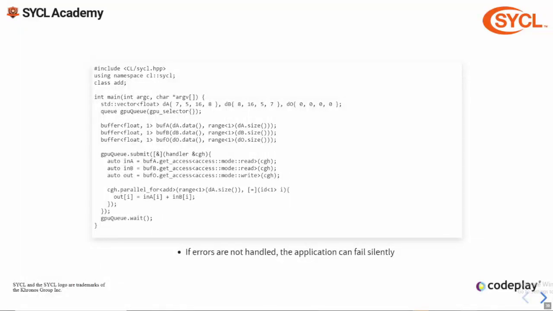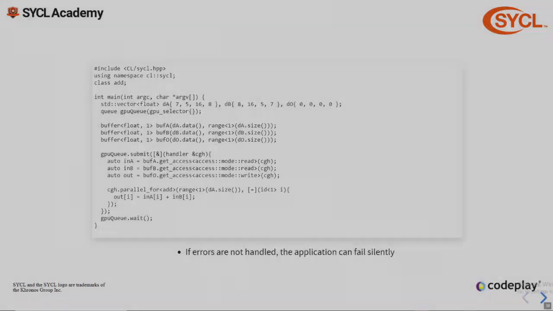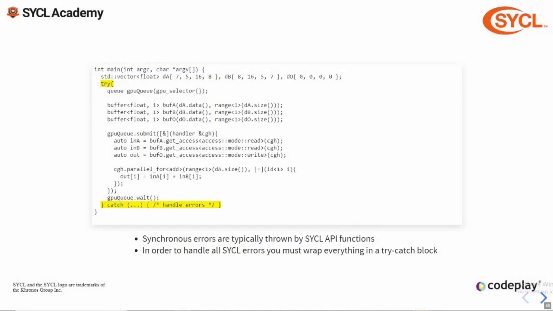Here we have the vector add example from the last lecture. In this version, we don't have any error handling, which means if an error does occur, the application will fail silently, except perhaps a log to the console, but that's implementation defined. The first thing to do to handle errors is to wrap any SYCL application code in a try-catch block. This will catch any synchronous exceptions being thrown by the SYCL API.